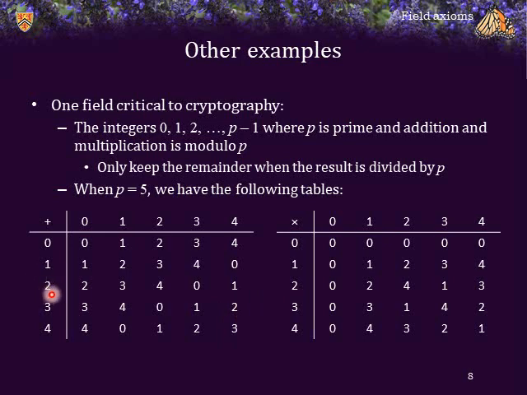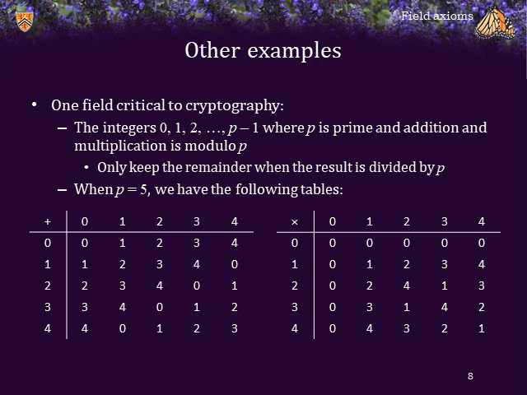Notice also that 2 plus 3 is equal to 5, but the remainder when 5 is divided by 5 is 0, therefore 2 plus 3 is equal to 0, so the additive inverse of 2 is 3, and 3 plus 2 is also equal to 0.